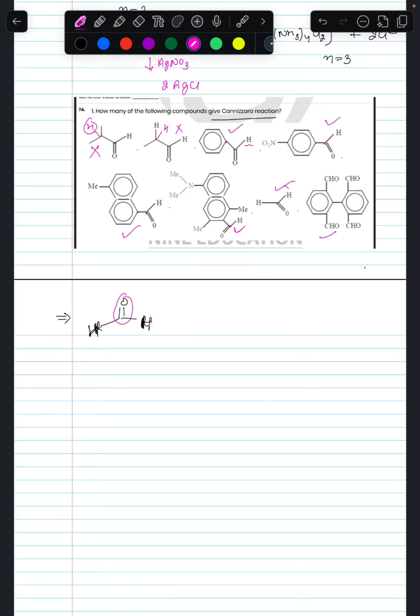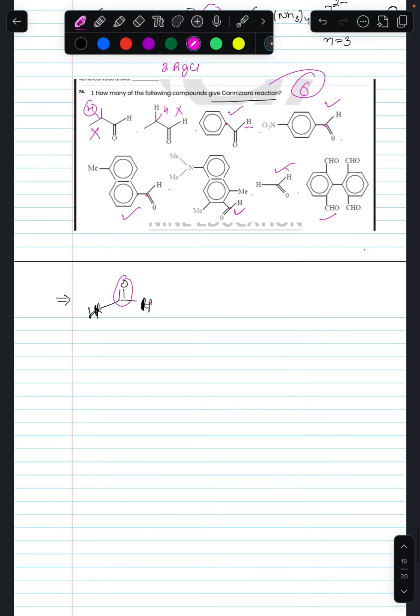So 1, 2, 3, 4, 5, 6. Total is 6, so the total answer will be 6. Six molecules will give the Cannizzaro reaction.